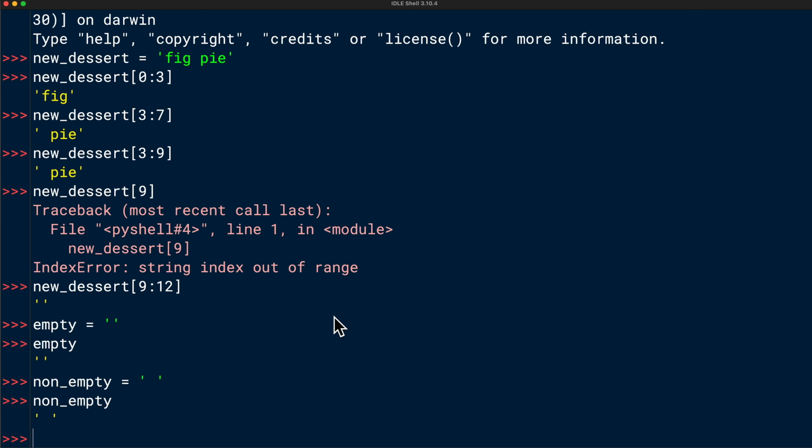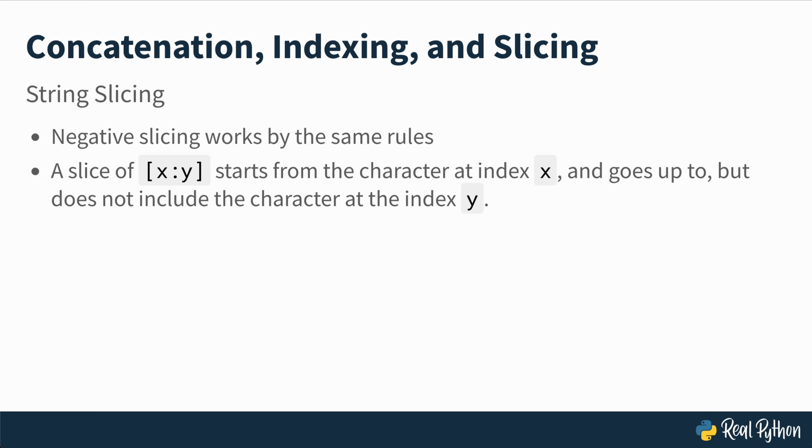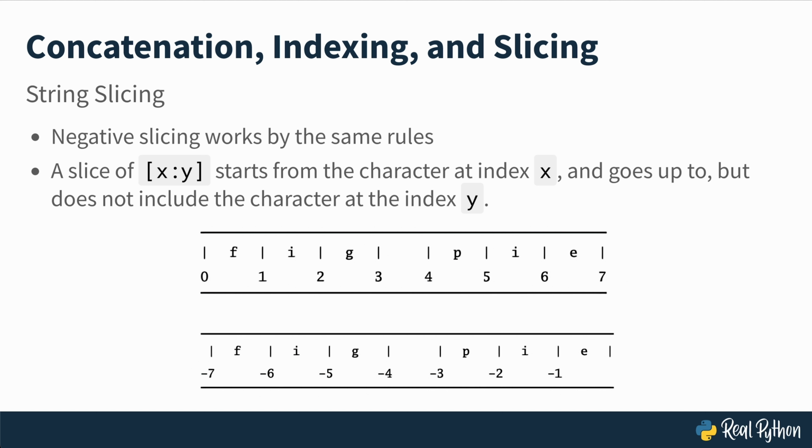Negative slicing works by the same rules. Again, a slice starts at x and includes that character and goes up to, but does not include the character at index y. So in the case of fig pie, -7 up to -4 would capture that first word. Now there's some interesting things that you can do. Like you can see here, how would you capture all of that string of fig pie? Well, there's a couple ways around it.